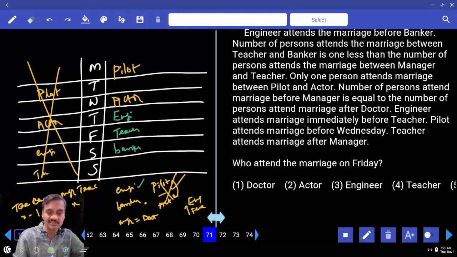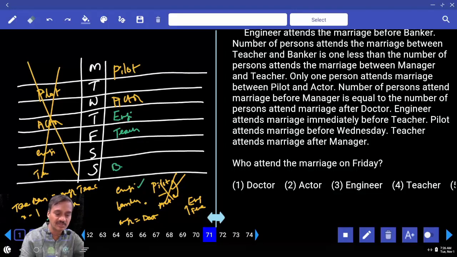కనుక మేనేజర్ కి టీచర్ కి మధ్యలో 1 person ఉన్నారు. మేనేజర్ కి టీచర్ కి 1 person ఉంటే దెన్ మేనేజర్ మస్ట్ బి హియర్. మేనేజర్ ఇక్కడ ఉంటే అండ్ బ్యాంకర్ ఈజ్ ఆఫ్టర్ దిస్ వన్. మేనేజర్ కి డాక్టర్ కి మధ్యలో మేనేజర్ అండ్ డాక్టర్ ఈక్వల్ నెంబర్. ఇక్కడ మేనేజర్ ఉంటే ఇక్కడ డాక్టర్ ఉండాలి. ఉండే ఛాన్స్ ఉందా? లేదు. హెన్స్ దిస్ కేస్ వేర్ ద బ్యాంకర్ ఆన్ సాటర్డే ఈజ్ రూల్డ్ అవుట్. దెన్ వాట్ ఈజ్ అదర్ పాసిబిలిటీ?